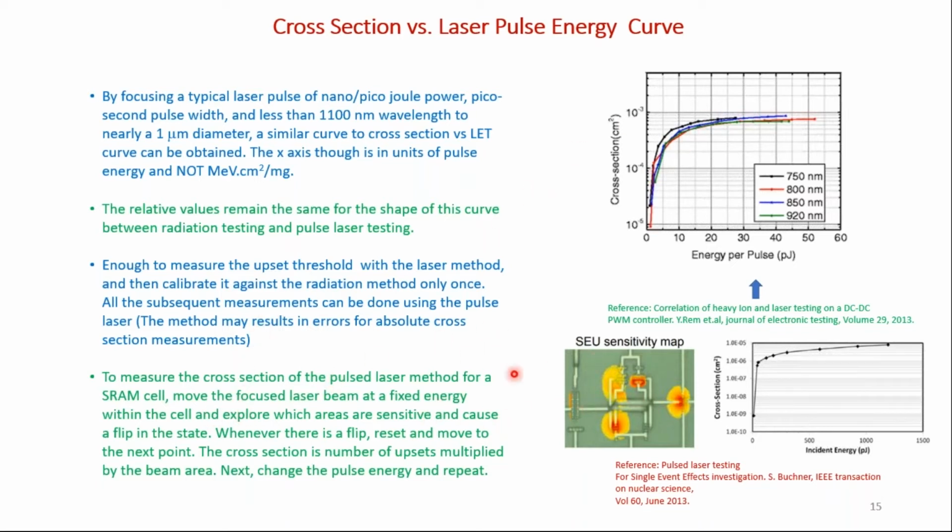To measure the cross section using the laser method, for example, this is one cell. You would move the beam around within that cell, and every time you see an upset, you would reset the cell value. So if it drops from 1 to 0, you reset it back to 1, and then continue moving, such as this red circle is moving, and you register how many upsets you get when you do a raster and cover the full area. Multiply that by the area of the beam, and that gives you the cross section. That would be at one particular laser energy. Then you would increase the energy and do the raster once more. This way you get a cross section in square centimeters versus the incident energy curve.